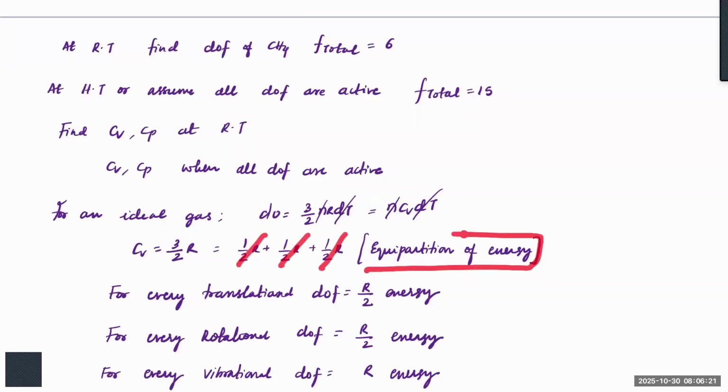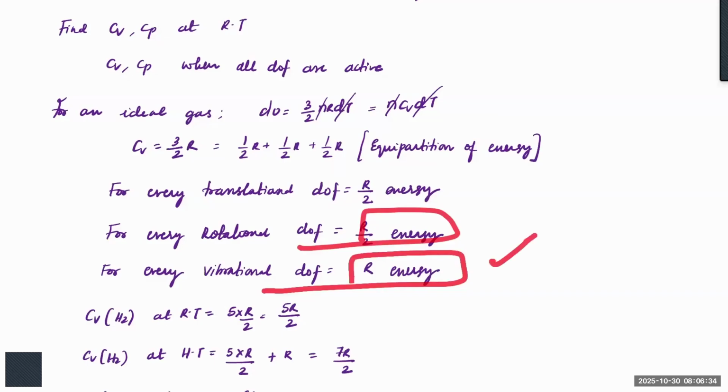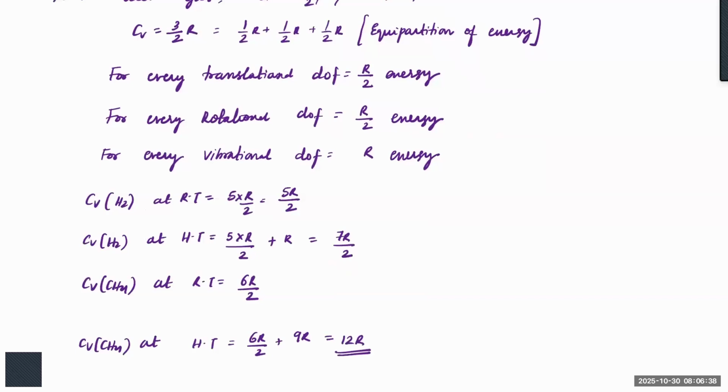So that is equipartition of energy. You see, every translational degree of freedom contributes R by 2. Every rotational degree of freedom is R by 2. Every vibrational degree of freedom is R contribution. It is not R by 2, it is R contribution. So Cv of H2 will be equal to 5 into R by 2, correct?